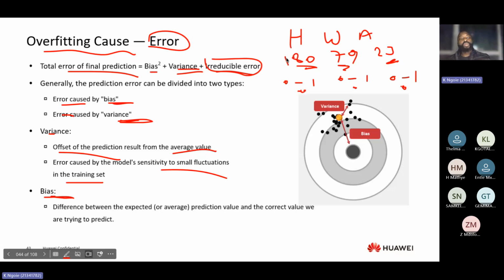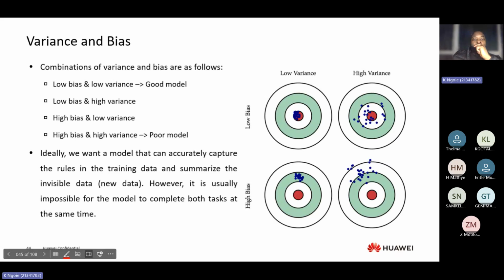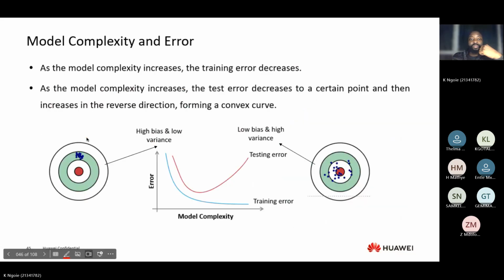Okay. And then we can have the error caused by the bias. So the bias is the difference between the expected or average prediction value and the correct value we are trying to predict. Okay, so a good model will be a model with a low bias and a low variance, and a poor model will be a model with a high bias and high variance.